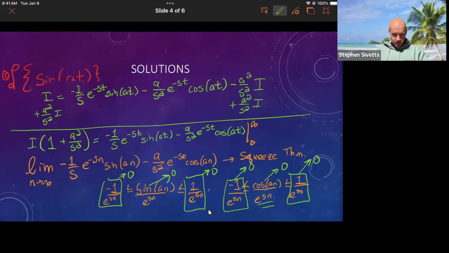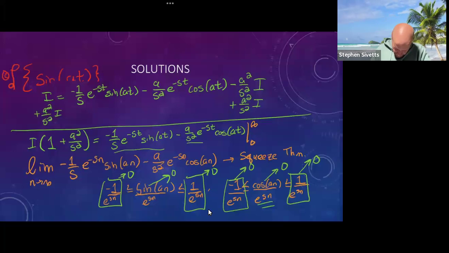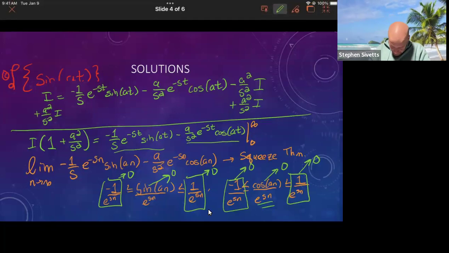the upper limit would be 0, and then minus the lower limit. Sine of 0 is 0, and cosine of 0 is 1. So the lower limit, this would be 0, and this would be minus a over s squared.